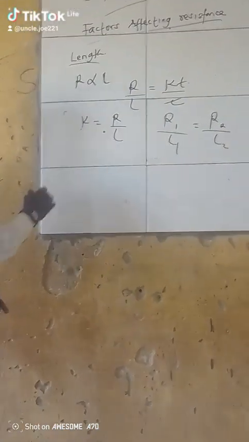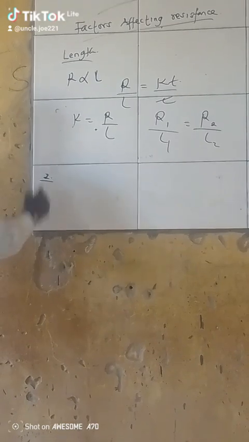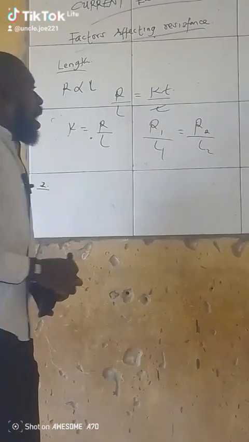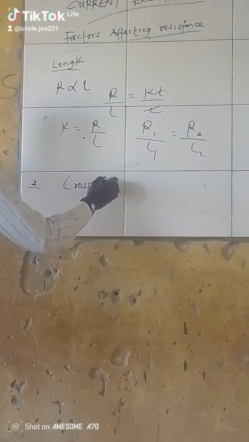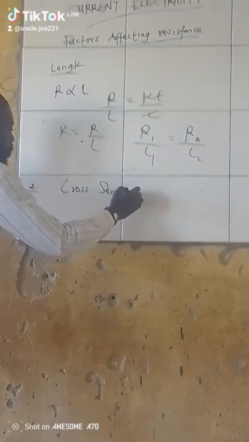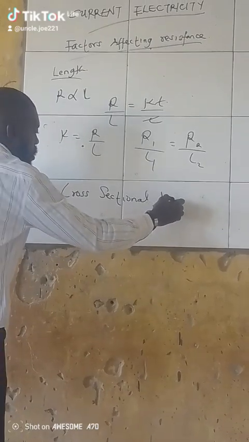The second factor, number 2, the next one is area, cross-sectional area.